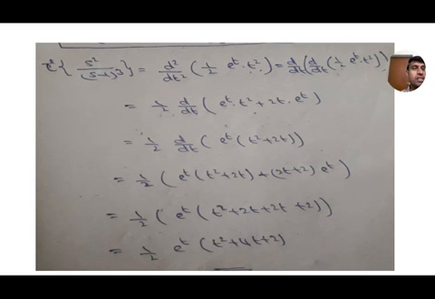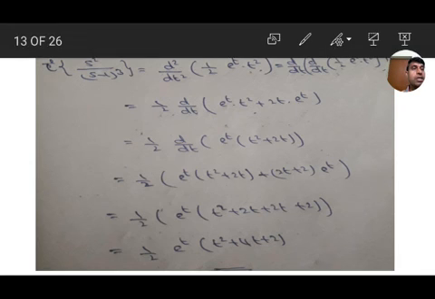Up to now we discussed multiplication by powers of s. That means if L inverse of f bar s equals f of t, then L inverse of s into f bar s is the first derivative, f dash t, that is d by dt of f of t. If it is s square, L inverse of s square into f bar s is d square by dt square of f of t, the second order derivative. Generally, if it is s to the power of n, L inverse of s to the power of n into f bar s is d to the power of n by dt to the power of n of f of t.